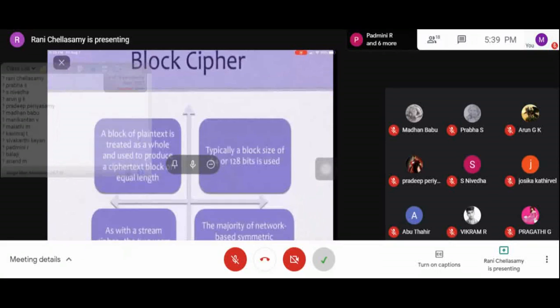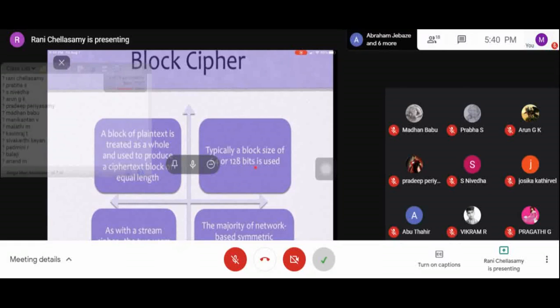Coming on to block cipher. So stream cipher means bit by bit encryption process will be done. Here block means it's a combination of bits, we can say that. So a block of plain text is treated as a whole, and it will be converted into a ciphertext block of equal length. For example, if you're doing the encryption with a block size of 64 bits, you will get 64 bits of ciphertext. Or if you are using 128 bits for encryption, then you will get 128 bits of ciphertext.